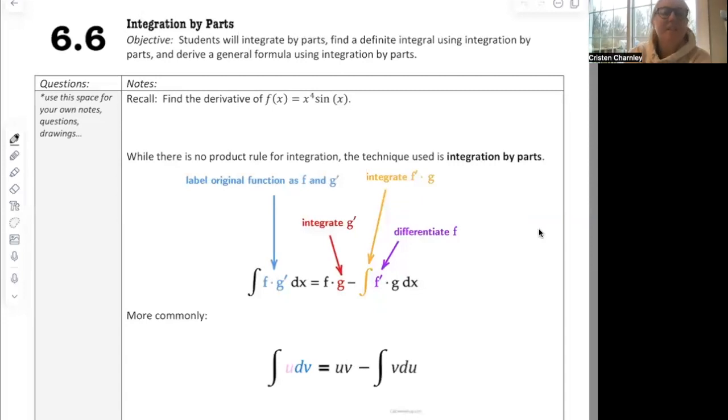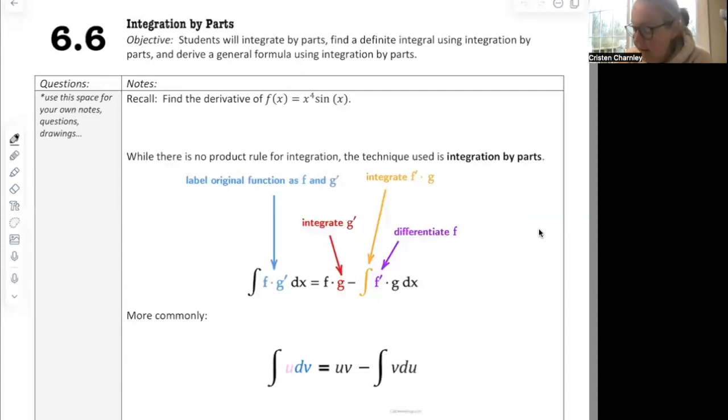This is section 6.6, integration by parts. Students will integrate by parts, find a definite integral using integration by parts, and derive a general formula for using integration by parts. So for the beginning here, we want to find the derivative of f of x equals x to the fourth times sine of x.